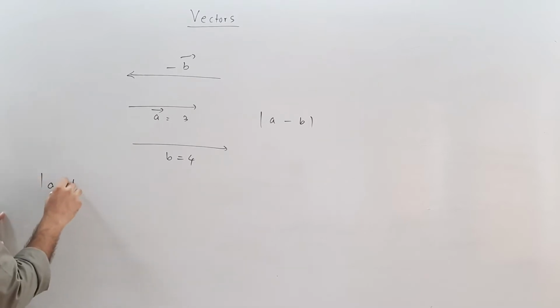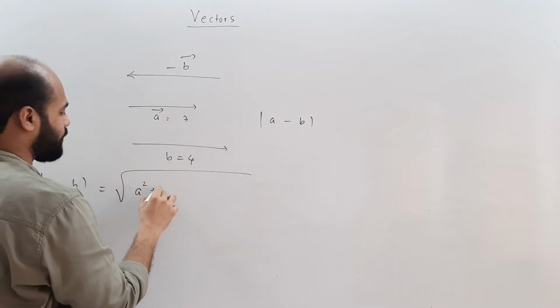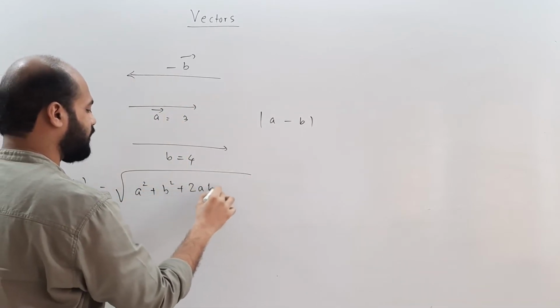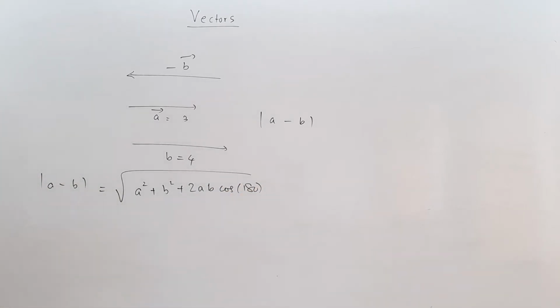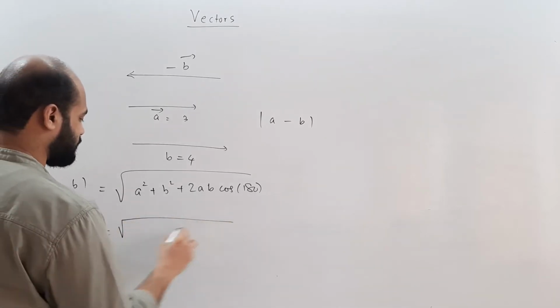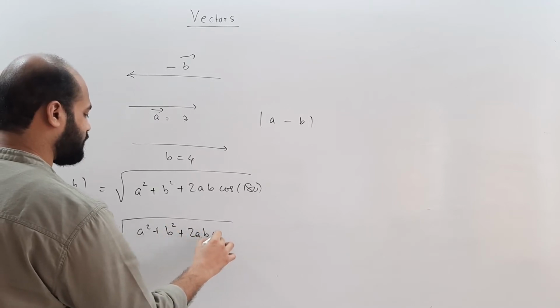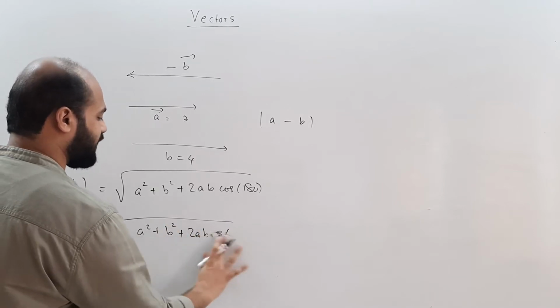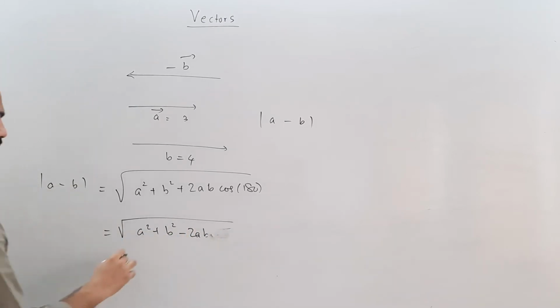So if we have to find a minus b, the magnitude of this, we'll have to see the angle between the two, that is a square plus b square plus 2ab cos of 180. This is what we have to take for a minus b. So it would come out as a square plus b square plus 2ab cos 180 is minus 1, and hence this would be just a minus b, that is magnitude would be 1 unit.